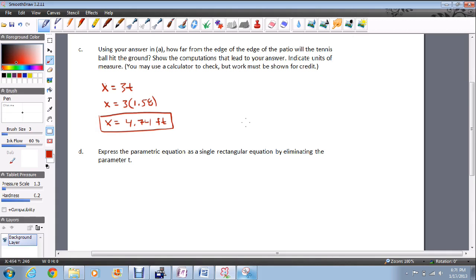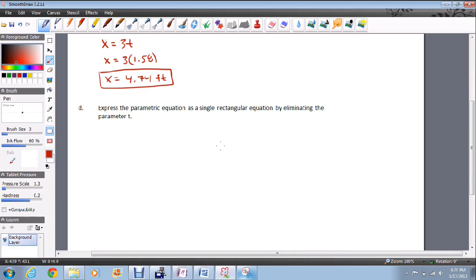Part D says express the parametric equation as a single rectangular equation by eliminating the parameter. So basically what that means in fancy math lingo, by eliminating the parameter, sounds kind of fancy, but all it really means is get rid of the t. Condense those two equations, the x and y equation, to simply one equation. So what I'm going to do is jot down, to remind everybody what our original equations were.